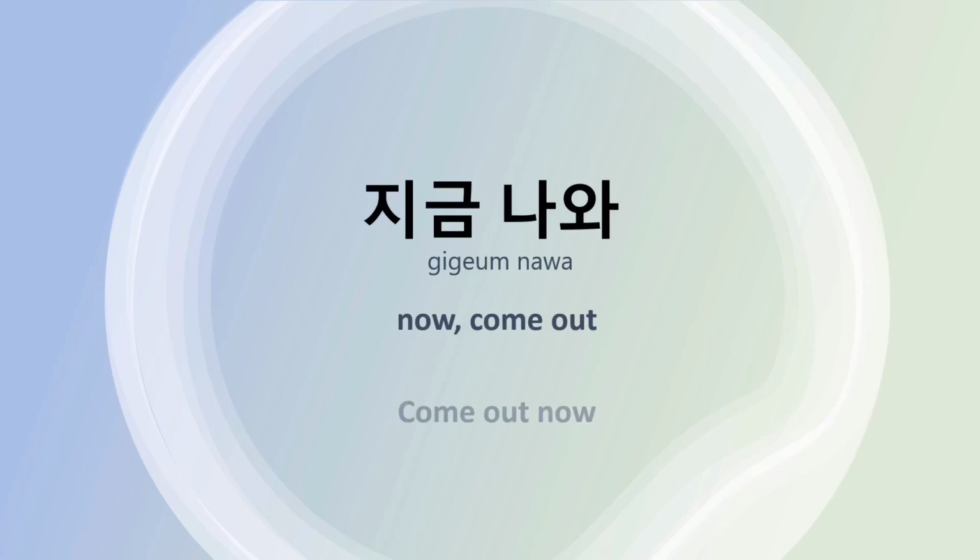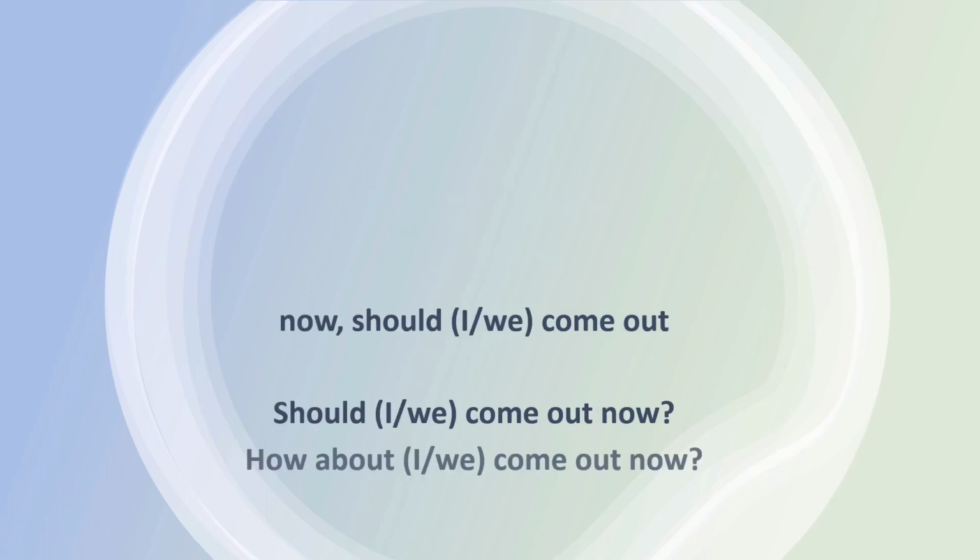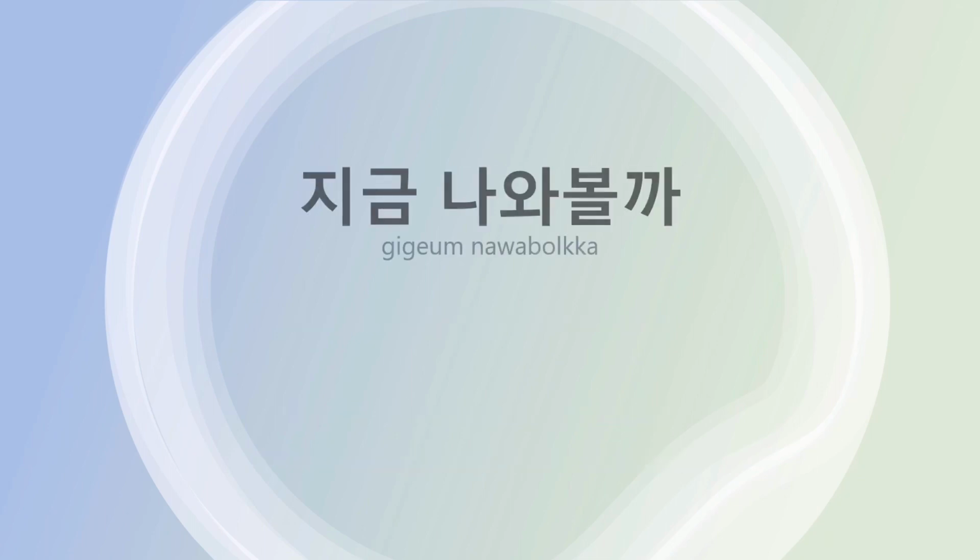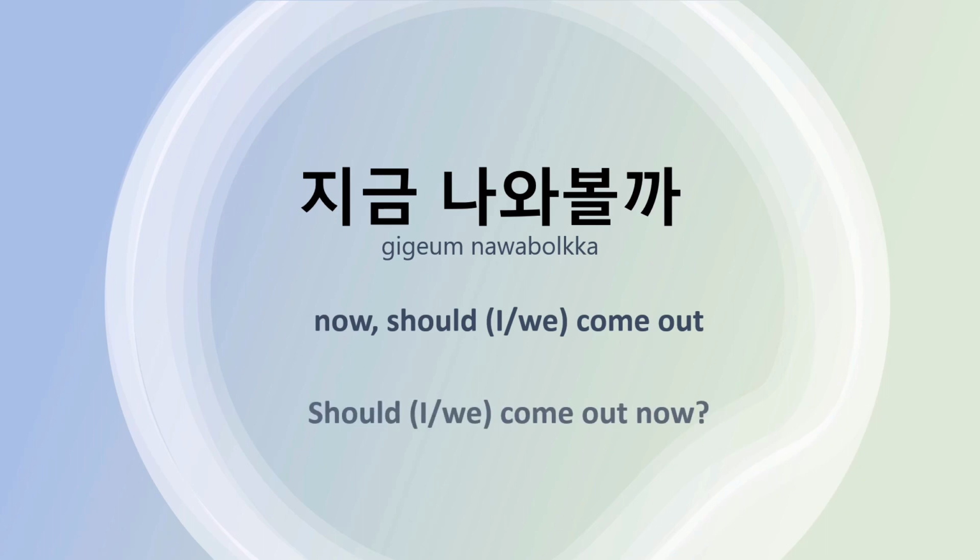지금 나와 means now come out. 지금 나와, come out now. Okay, then how to say now, should we come out or should I come out? How about we come out now? 지금 나와 볼까? Now, should I come out? Should we come out now?